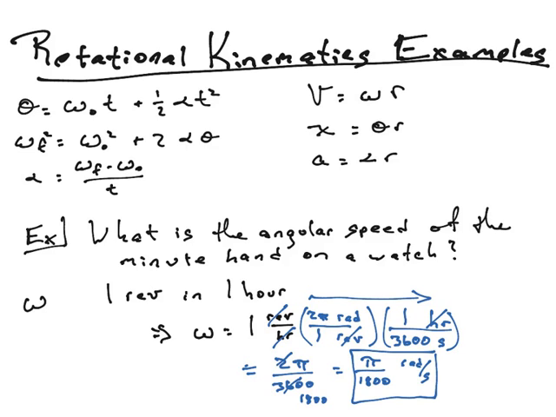What if I were asking about the second hand? What's the angular velocity of the second hand on a watch? Well, I know the second hand goes 1 complete revolution in 1 minute. So then I'd be converting 1 revolution per minute to radians per second instead. Or the hour hand. The hour hand makes 1 complete revolution in 1 day, or 24 hours. And so I'd have to convert that either way. So that's the first one I wanted to do for you.